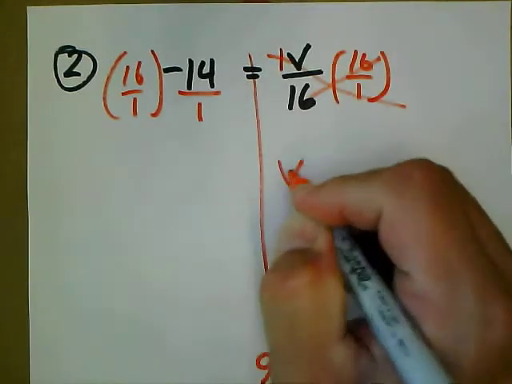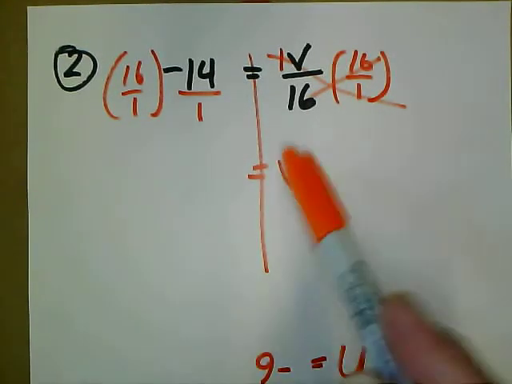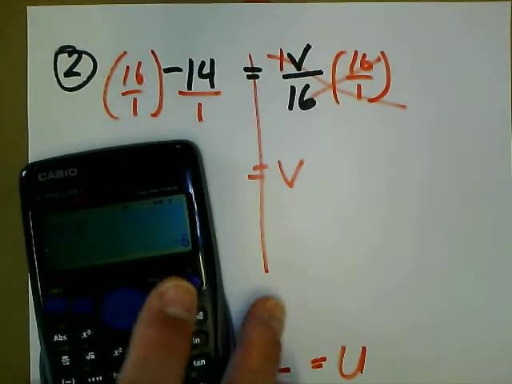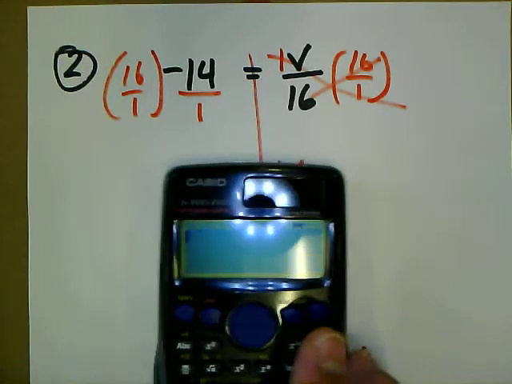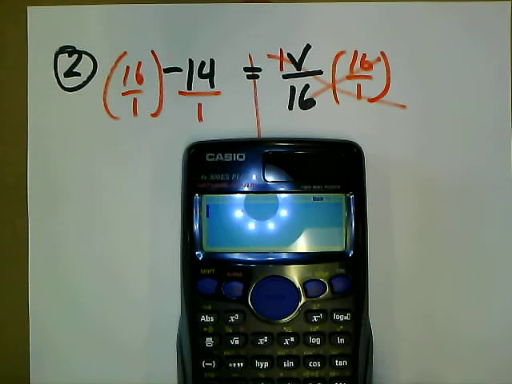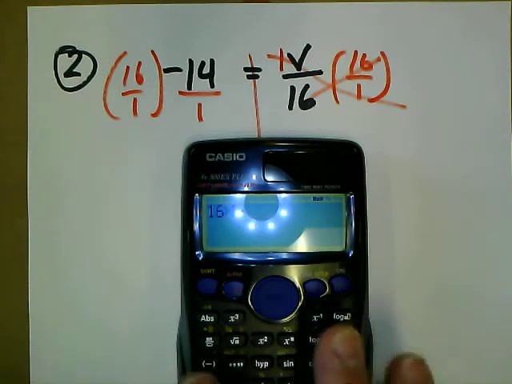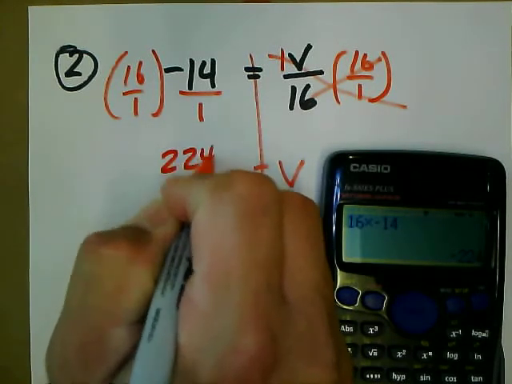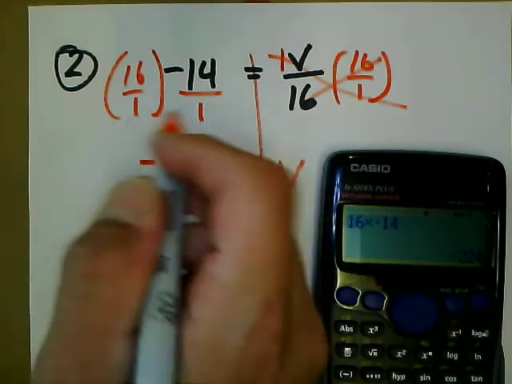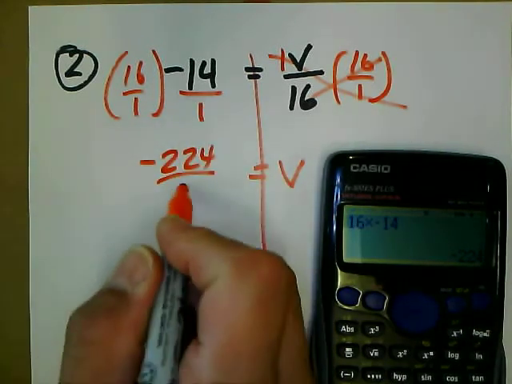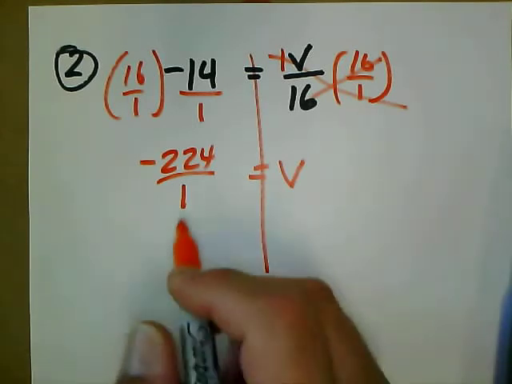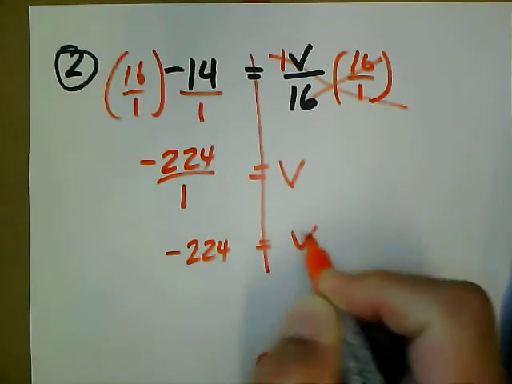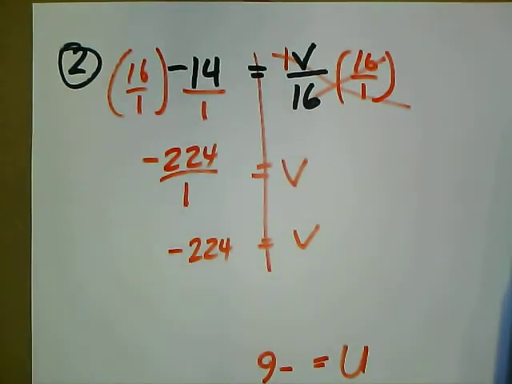The 16s cancel, the 1s, we're left with the v. We know that: 1 times v is v. Again, you can do 16 times negative 14 if you don't have a calculator with the fraction on it. I'm going to get negative 224. And then the bottom, that's 1 times 1, which is 1. The simple part about that is that negative 224 divided by 1 is negative 224. Anytime you have a 1 on the bottom, it's just the whole number on the top.